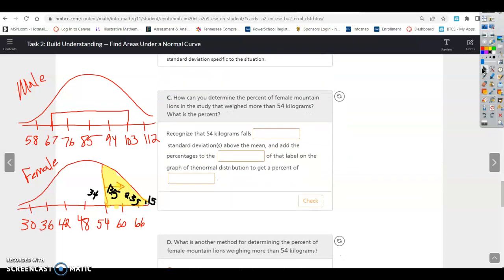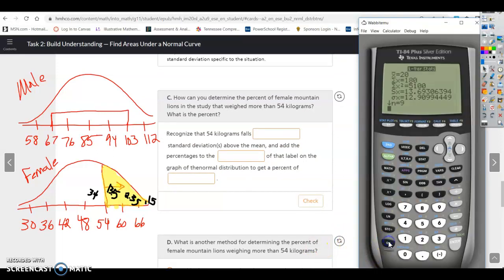54 kilograms. And if you take your calculator, you can quickly add those percentages up. So we've got 13.5 plus 2.35 plus 0.15. And that gives us 16.